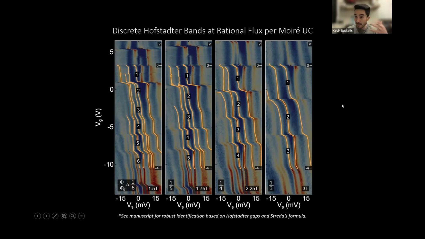There's a bit more robust version of how to identify Hofstadter bands based on the topological invariance of Hofstadter gaps and via the Streda formula, which describes those topological gaps. This is a bit more of a technical approach, but I'll refer you for these details to the manuscript. I won't cover them today.